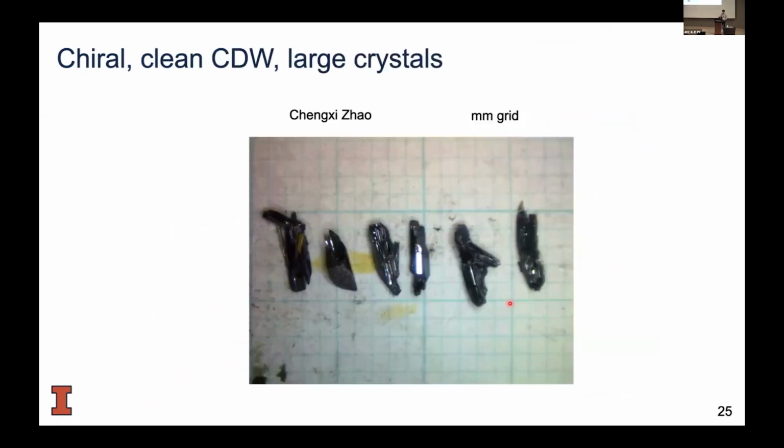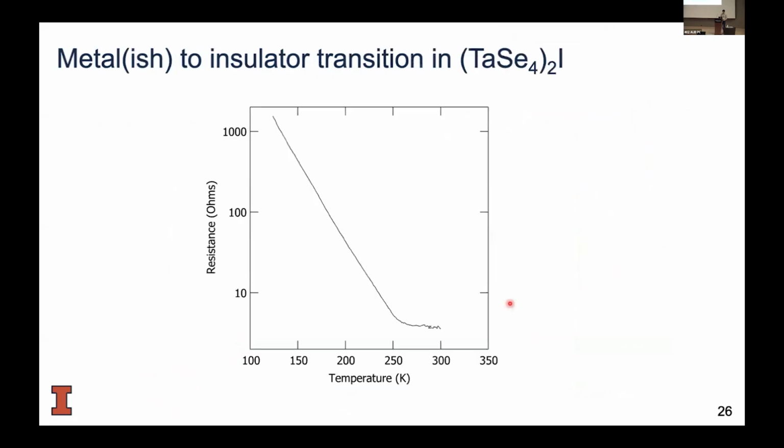So we'll grow these crystals. This is on a millimeter grid, so these are like 5 millimeters long. They're pretty hefty crystals. They're big enough for anything at the APS for sure. And when you measure the resistivity, we said that this thing should be a metal. It's not at all. That's weird.